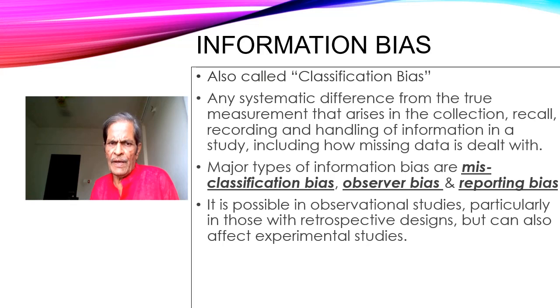The information bias is possible in observational studies, particularly those with retrospective designs, but they can also affect the experimental study. So information bias can practically occur in any type of epidemiological study, but it is more likely in the observational types of studies.